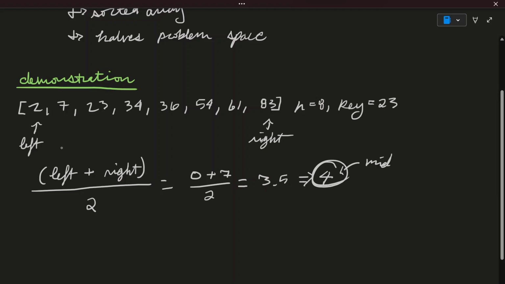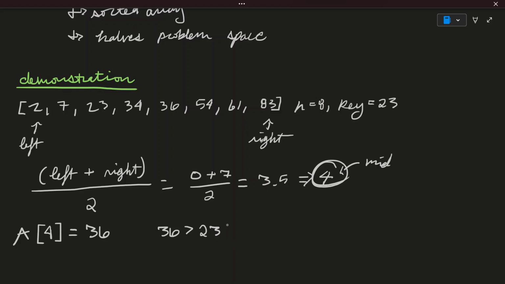So we check the value that's at that midpoint. At our index of 4, the value there is 36. So now we make a comparison. 36 is greater than 23. Who knew? So we have to decide what half of the array we need to look at.